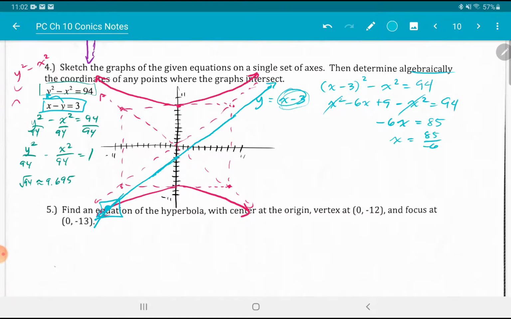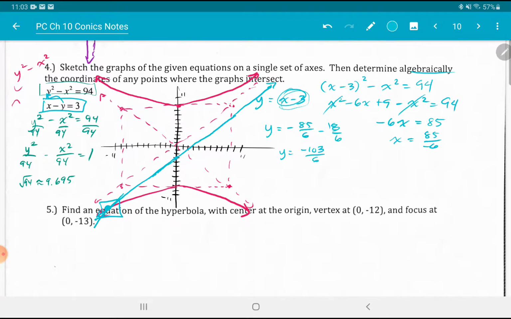Okay, so if we have that x value, let's go ahead and find the y value now. Since y is equal to x minus 3, we have negative 85 over 6 minus 3. Let's get common denominators, so that'll be the same as 18 over 6. Negative 85 minus 18 will give us negative 103 over 6.